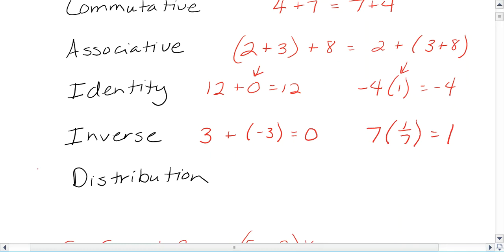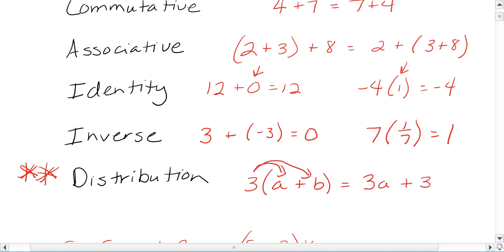Now, distribution. This is vital that you remember this. Have to. Distribution involves two operations. For instance, if you had 3 times (a plus b), in distribution, we take the 3 and we distribute it to both terms in the parentheses to get 3a plus 3b. Don't ever let me see you write that this equals 3a plus b. I will have a fit and yell at you, and it won't be pretty.